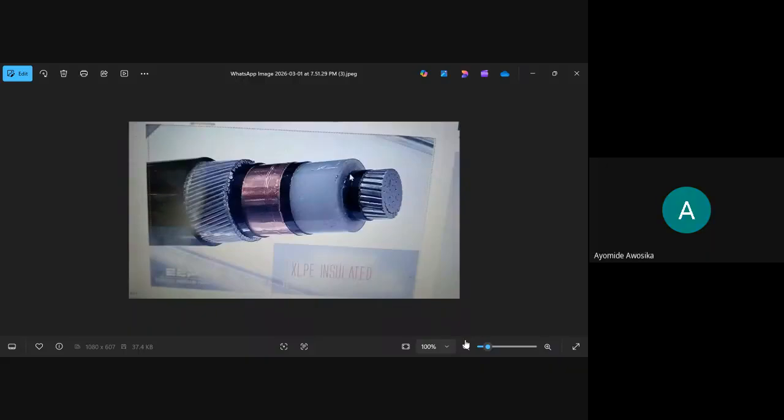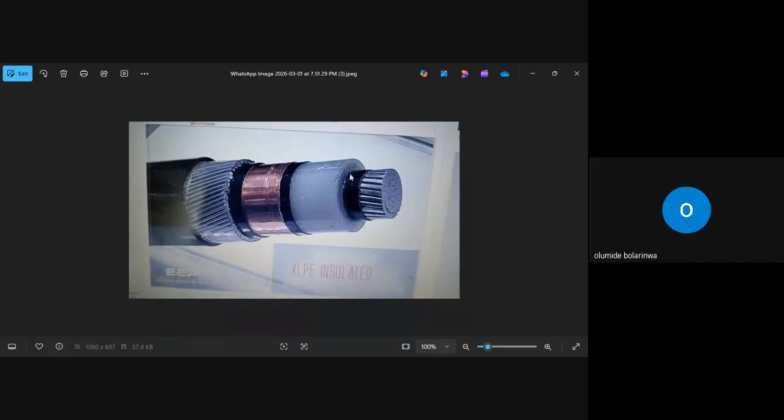According to online, XLP is a cross-linked polyethylene insulated cable. Oh yeah, tell me where it's being used. For transmitting electricity in low, medium, and high voltage networks. Continue. I don't know.